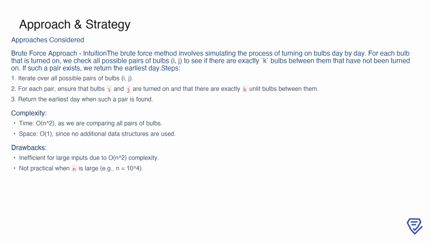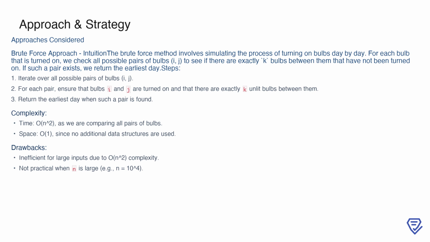While this method is simple and easy to understand, it has a significant drawback. The time complexity is n squared, as we have to examine all pairs of bulbs. This makes the approach highly inefficient for larger inputs, such as when n reaches 10,000 or more. Additionally, while the space complexity is minimal at O(1), the lack of scalability makes this method impractical for real-world scenarios with large input sizes.